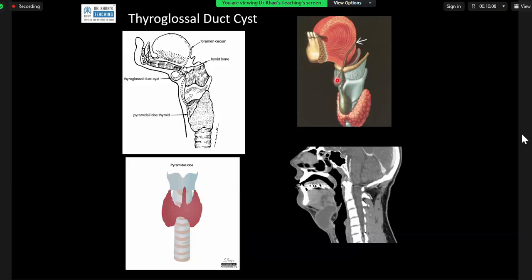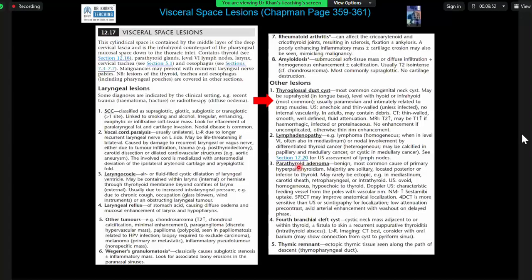So thyroglossal duct cyst is an exam case, and the eye sees what the mind knows. It can be infected, for example, here, and location tells you what it is. This concept is known as visceral space. Visceral space is a cylindrical space contained in the middle layer of the deep cervical fascia. It contains thyroid, parathyroid, level 6 lymph nodes, larynx, cervical trachea, and esophagus. So these are the things which you can see.